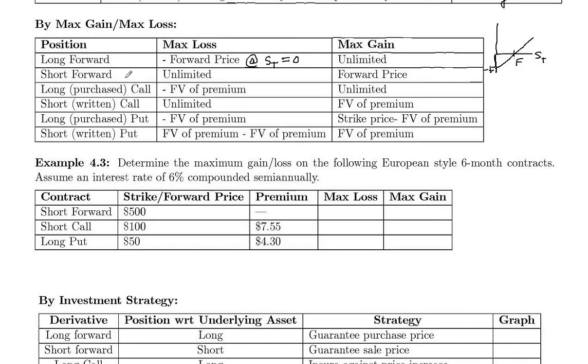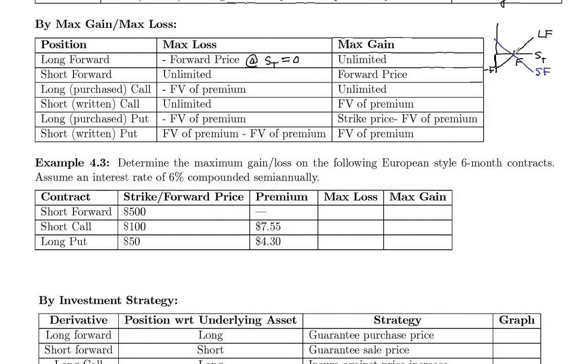If you're short a forward, then your loss and gain are just switched. So this is just a reflection over the y-axis here. This is your long forward up here, and then your short forward, you just reflect over the y-axis. That looks like this in the blue. This is your short forward. So you're obligated to sell at that forward price of F.